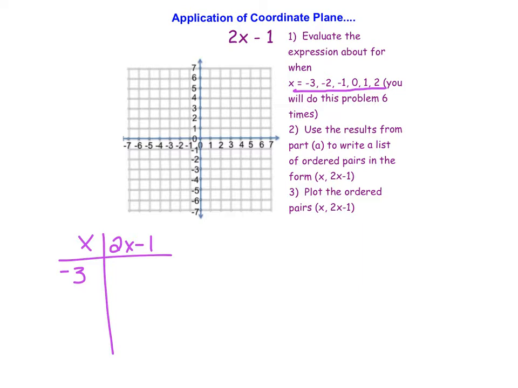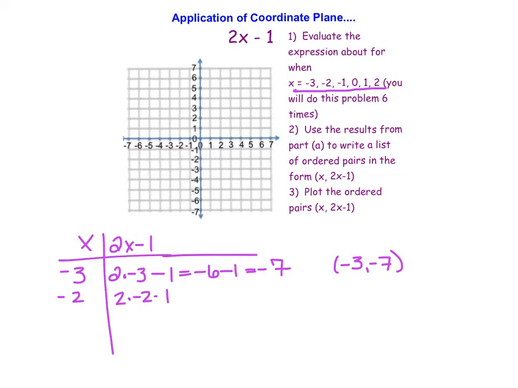So when x is -3, we're going to evaluate that in terms of 2x minus 1. So we have 2 times -3, then minus 1. 2 times -3 is -6 minus 1, which is -7. So our first coordinate is -3, comma, -7. Our next one is -2. So we have 2 times -2 minus 1, which is -4 minus 1, which is -5. So here we have -2, comma, -5.